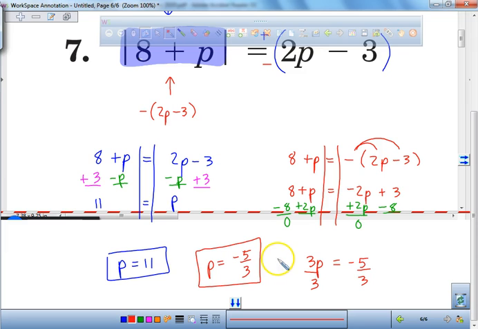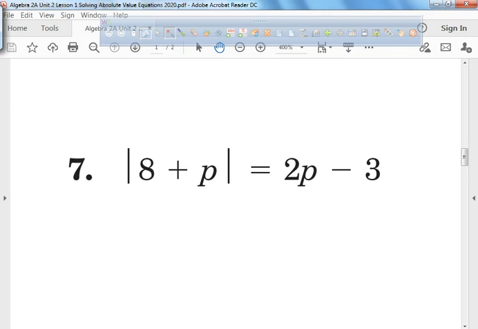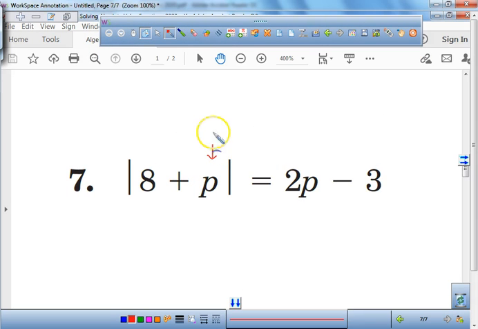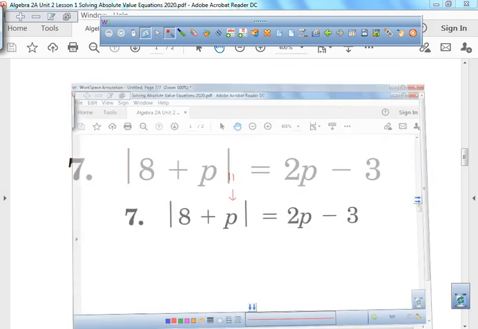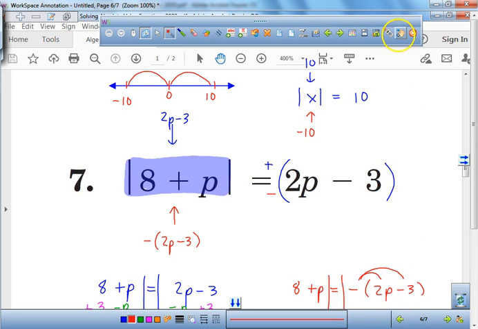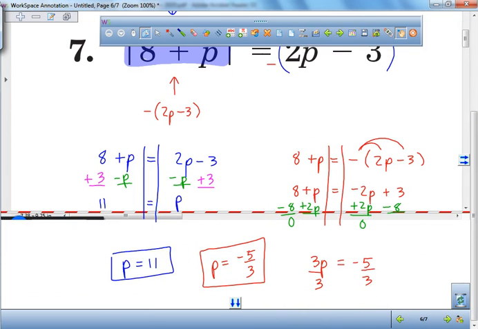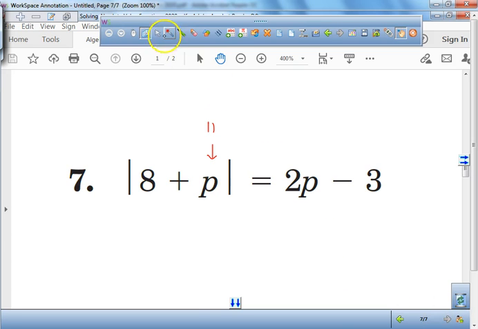All right, now that we have 2 answers, we're going to show you guys how to check those answers. So here was our original equation. Everybody sees we have the absolute value of 8 plus p, and we have 2 answers that we're going to plug in, okay? What's one of the answers we found? Let's check real quick. One of our answers was 11. All right. And what was the other answer? The other answer that we had was negative 5 thirds.